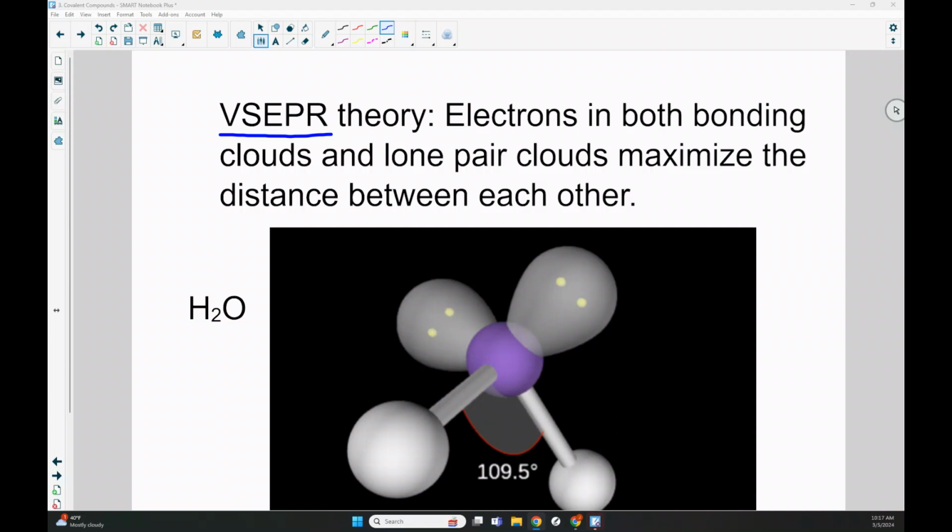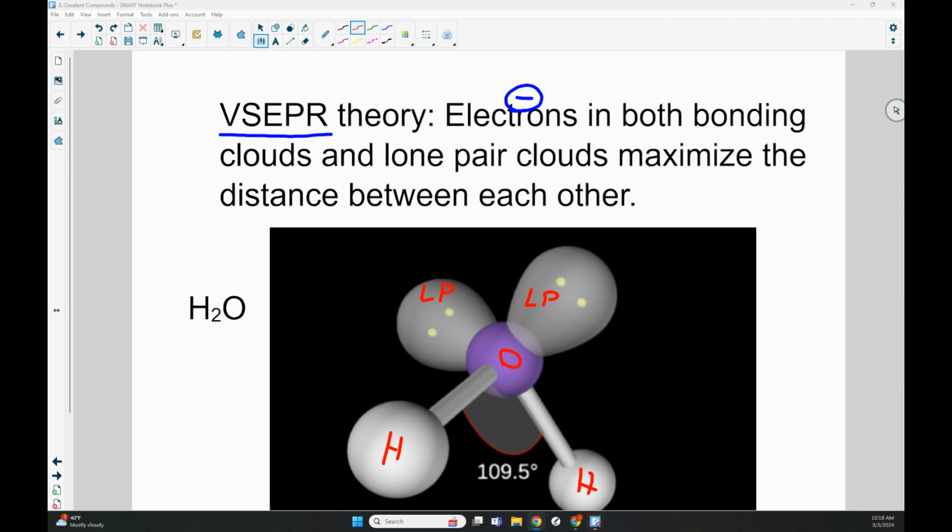And this is basically just an idea that describes the fact that electrons, since they are negatively charged, repel each other. And so they're going to position themselves in such a way as to maximize the distance between each other. For example, we have a model here of what could be a water molecule, where we would have oxygen in the middle here, and then two hydrogens down here. And then we have two of these lone pair electron clouds up here, okay?